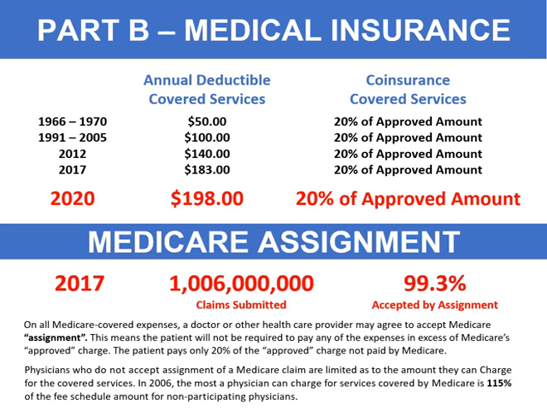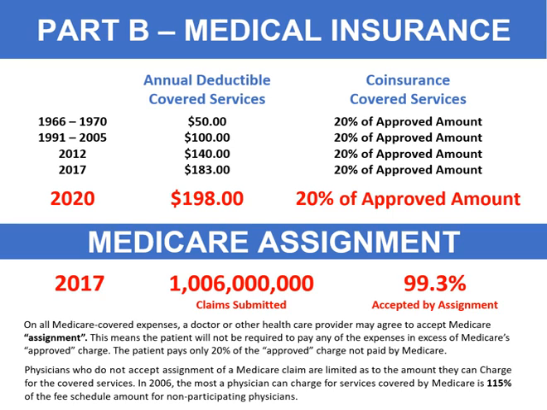Now, for all Medicare covered expenses, a doctor or healthcare provider may agree to accept a Medicare assignment. This means the patient will not be required to pay any expenses in excess of Medicare's approved charges, and the patient only pays the 20% of the approved charge by Medicare. Now, if you go to a physician that does not accept a Medicare assignment, you are limited to the amount that they can charge for that covered service. For most physicians' services, the limit above Medicare is 115%.